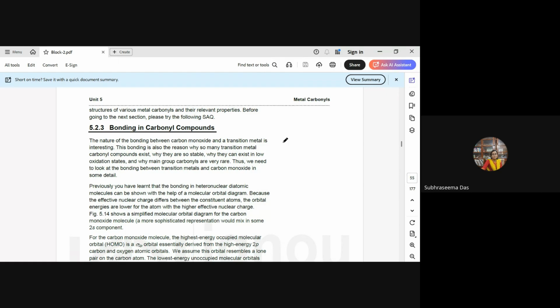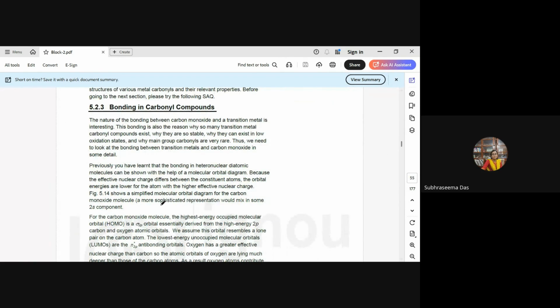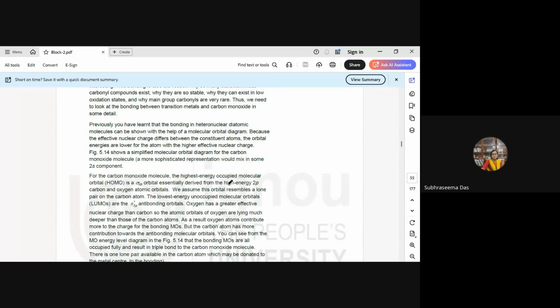It is because these transition metal carbonyls are very stable. They can also exist in low oxidation states, as we have mostly seen, for example in the case of nickel tetracarbonyl. So here the oxidation state of the metal is zero. And this type of low oxidation state is not possible for the main group carbonyls. So that is why transition metal carbonyl compounds present a very interesting class of organometallic compounds.